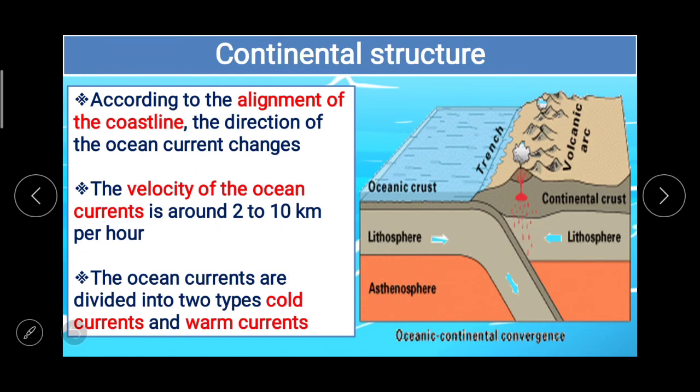Now we'll see how continental structure affects the ocean currents according to alignment of the coastline. Now about this we already studied in the last session. According to the alignment of the coastline, the direction of the ocean current changes. The velocity of the ocean currents is around 2 to 10 km per hour. The ocean currents are divided into two types, that is cold currents and warm currents.